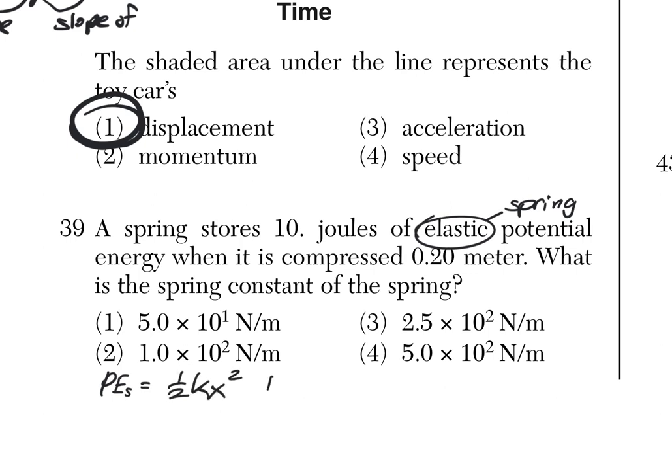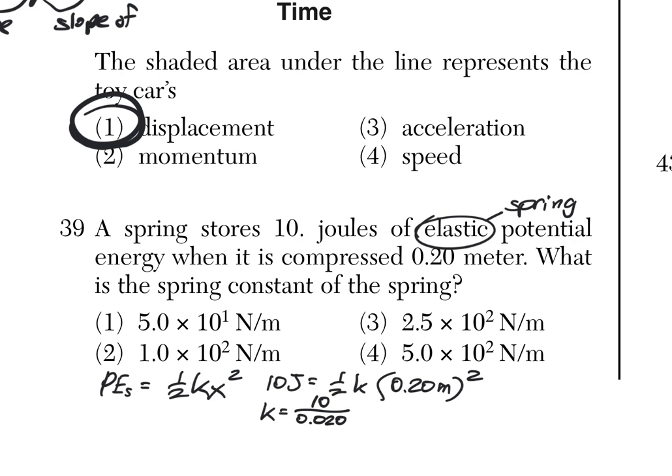So I'm going to put in 10 joules for the energy. I'm solving for k. I have the compression as 0.2 meters. Do not forget to square that. And so when you go to solve for k, 0.2 squared is 0.04. Half of 0.04 is 0.02.